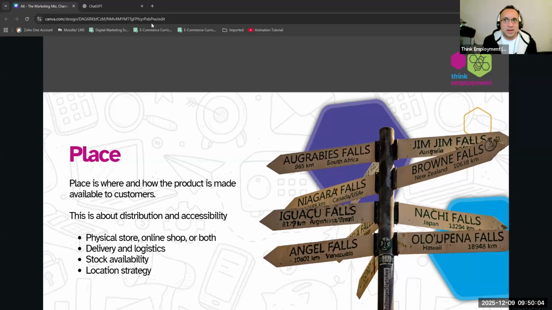Where is it placed? Is it behind the counter where the customer has to ask the person to give it to them, because it could be a pack of cigarettes, it could be alcohol? Where are you placing it, and what is the strategy behind placing it in that location? So there's various things that have to be covered when it comes to place.